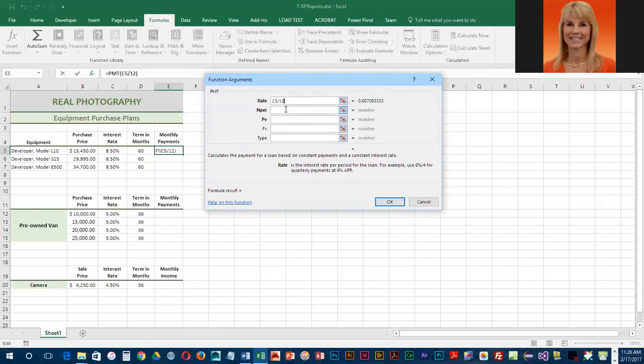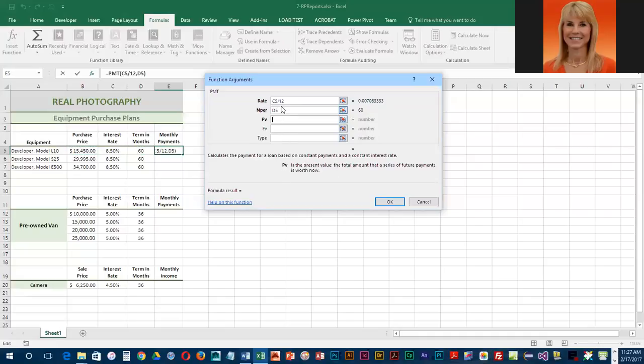The next thing we're going to fill in is the number of periods. And the number of periods, in this case, is in months. If they were giving us years, we would have to multiply by 12. But in this case, they are giving us months, so we're just going to go ahead and click right on that cell and put D5 in there. The present value is the price that you are purchasing the item as. So we're going to go ahead and click on the purchase price.